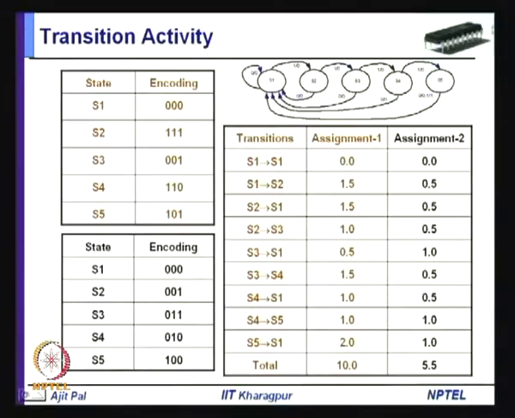Although it cannot be claimed that this particular assignment is the best one, because this state assignment is an NP-complete problem and you have to find out all possible assignments to find out which one gives you minimum transition activity. But this is just an example to illustrate that this particular assignment is reducing the transition activity to 5.5. And obviously, the dynamic power dissipation for this assignment will be about 55% of the previous case. Okay.